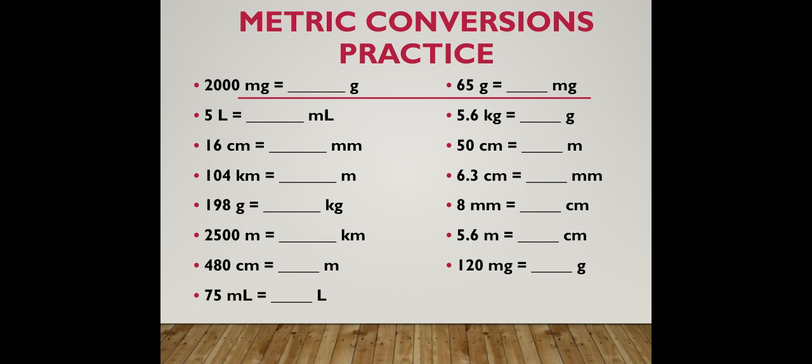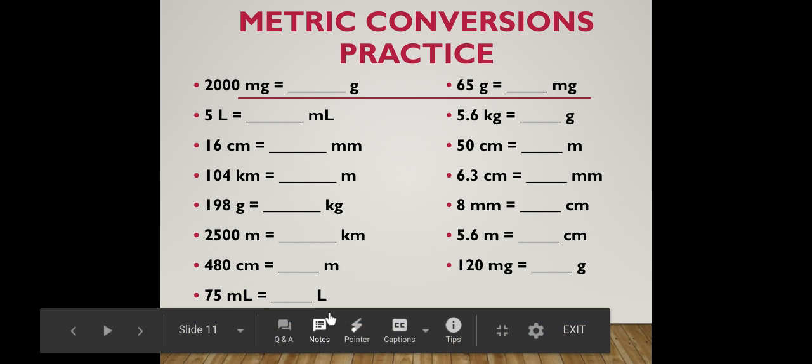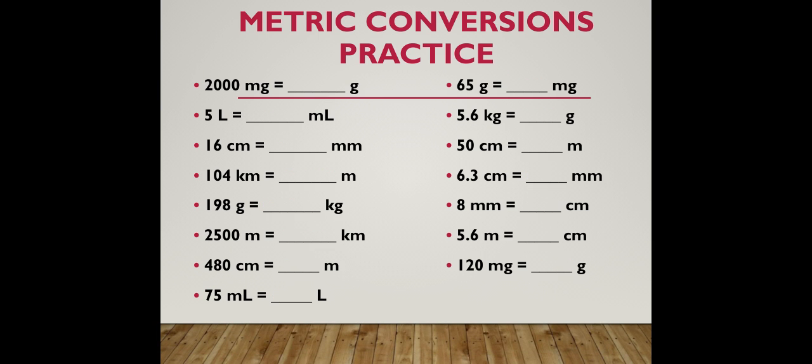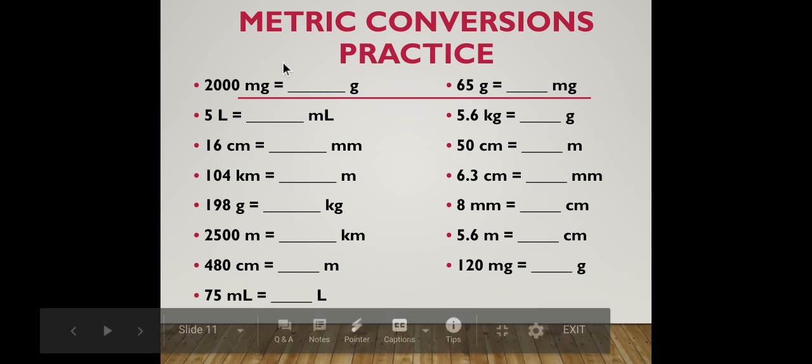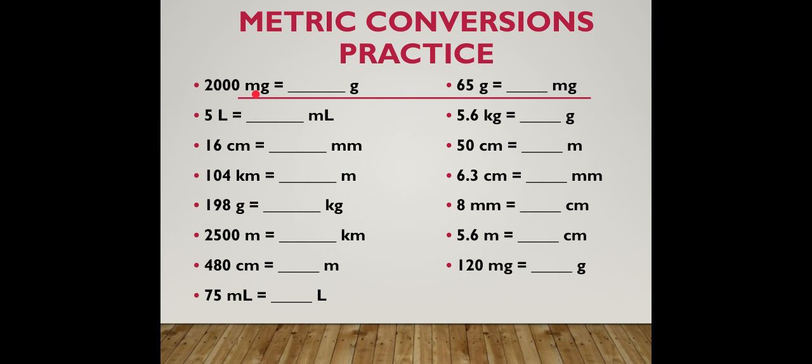Okay, here is some practice, and we'll do some of these together, but we won't do them all together because we will have time here to pause this video before you see the answer key. But let's start with our 2,000 milligrams. And what we need to remember is our King Henry doesn't usually drink chocolate milk.